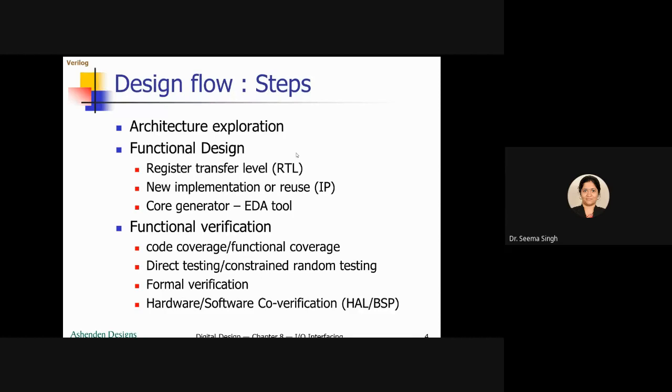Now, code generators are available for common kinds of functions such as memories, arithmetic unit, bus interface, digital signal processing, finite state machine. So that is your third option. That comes under EDA tool or code generator. Okay, so these are the three options: new implementation, reuse of an IP, or a code generated through EDA tool. These three options are there when you talk about functional design.